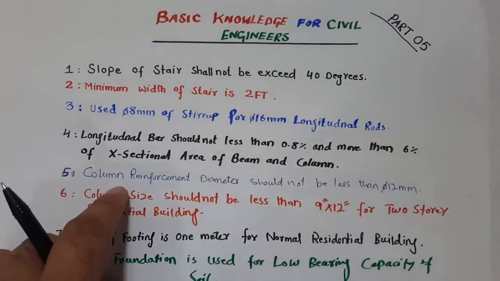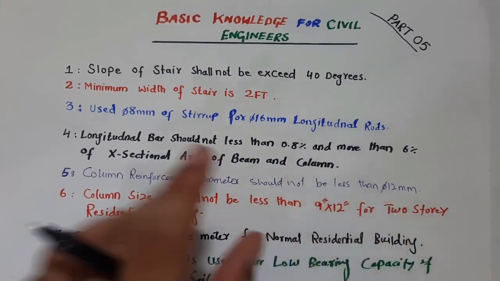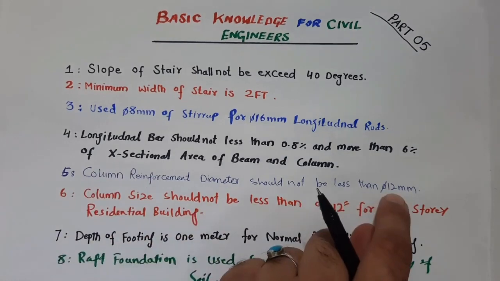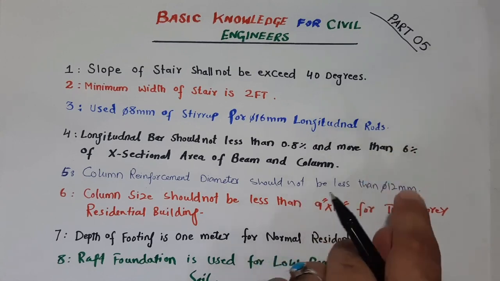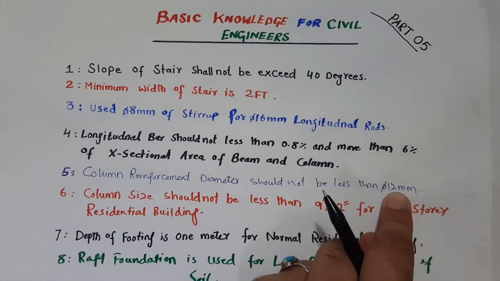The fifth one is, guys, column reinforcement diameter should not be less than 12 mm. In beam and column, you are not able to use less than 12 mm dia of steel rod. Otherwise, you will face problems, because you should use minimum 12 mm dia of steel rod for beam and column. But in slab you can use 10 mm, no problem, if that is a residential building. So this is the minimum dia of RCC column, which is 12 mm. So don't use less than this.